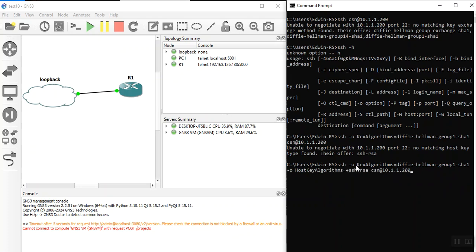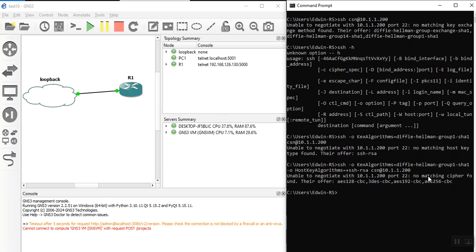Here. So the -o KEX algorithm, this one up here. The -o host key algorithm, right? Where it says right here, there's no host key match. We need to use ssh-rsa, which equals +ssh-rsa. So what this is doing is that we are forcing the router to send us this key algorithm, the KEX algorithm and the host key algorithm. Okay?